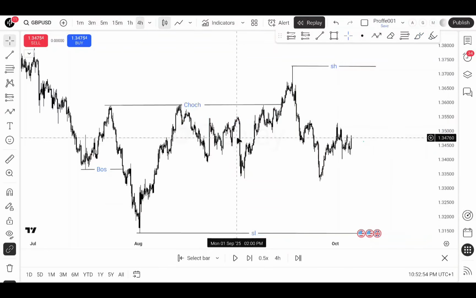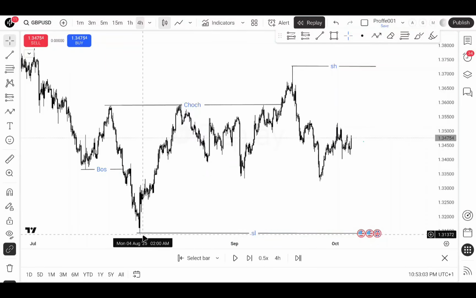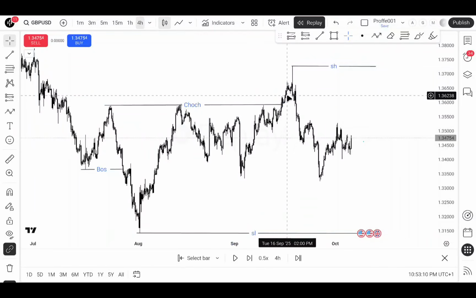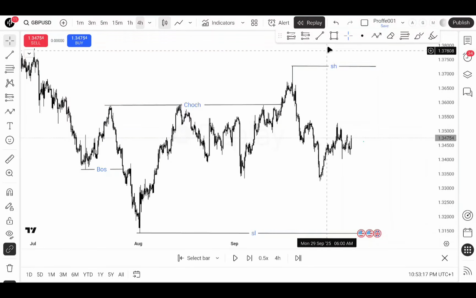When you approach the chart, this is 4 hours time frame. When you approach the chart, you mark out your recent break of structure. You mark out your swing low. We have a swing high here, but as time went on, it gave us a change. The market gave us a change of character. This becomes our change of character. Then we have the highest point of this trend.